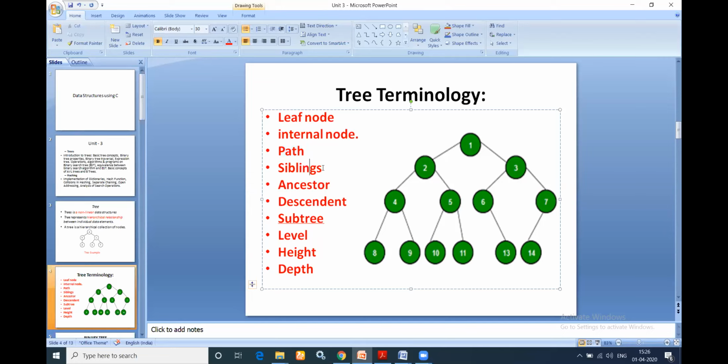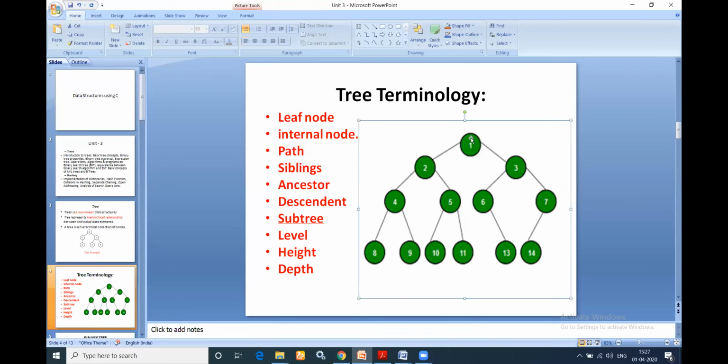Then siblings. What is siblings? The nodes which are at a particular level with the same parent are called siblings. For example, when you take this node 1, it has 2 children, 2 and 3. So normal English terms only. So 2 and 3 are what? The siblings. So who is the sibling of 2? 3. Okay. For example, when you take 6, who is the sibling of 6? 7. It's like brothers and sisters. That's all. So the sibling of 7 is 6. The sibling of 5 is 4.